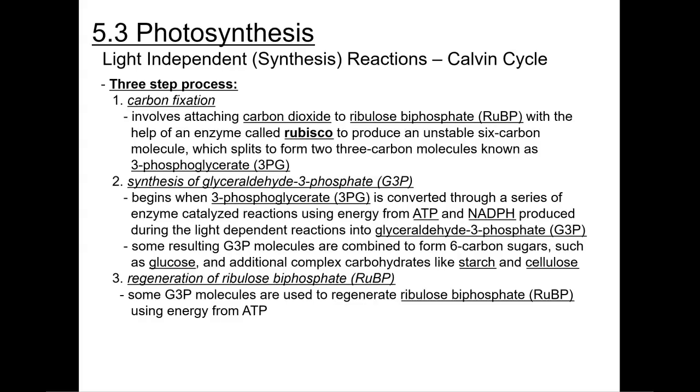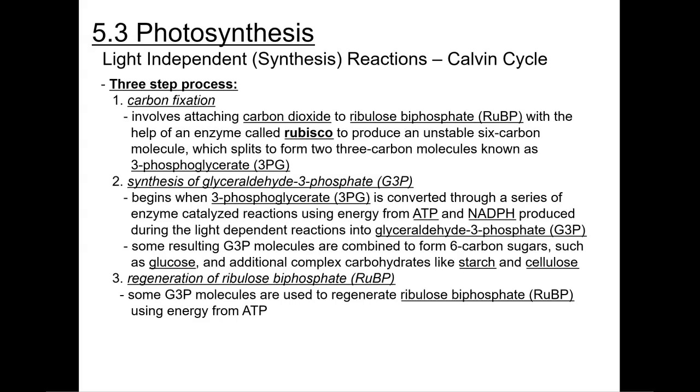Second step, you have the synthesis of glyceraldehyde 3-phosphate, or G3P. That begins with 3PGs, which are converted through a series of enzyme catalyzed reactions using ATP and NADPH produced during the light reaction, and then it's going to form the G3P. The G3P molecules are then going to be combined to form 6-carbon sugars, such as glucose, and additional complex carbohydrates like starch or even cellulose that the plant could use.